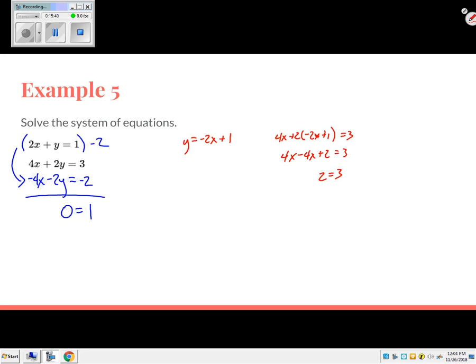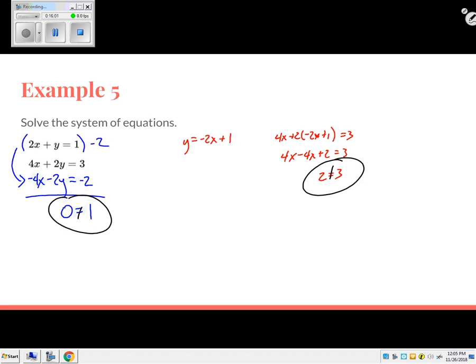You might have done the same thing, but I solved it both ways. In both ways, I get my x's and y's to leave the equation, and I'm left with a statement that is not true. 0 does not equal 1 if I tried to do the addition method on this. 2 is not equal to 3 if I tried to do the substitution method.